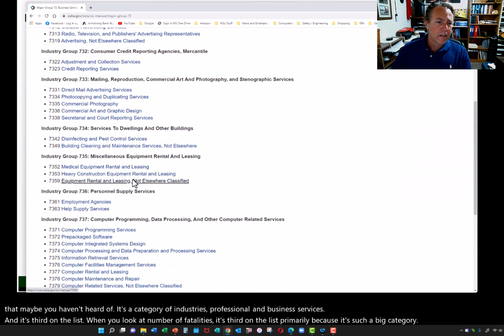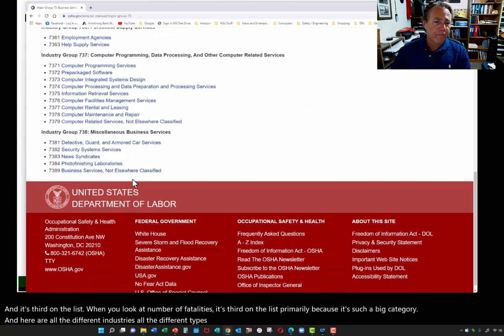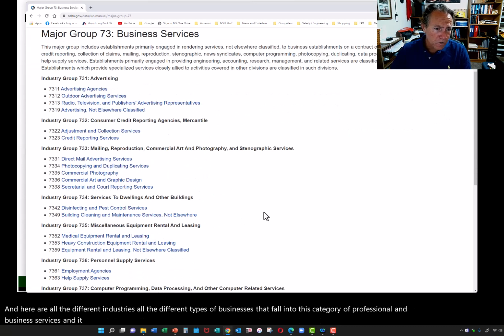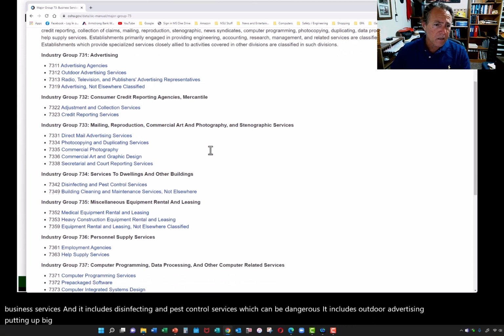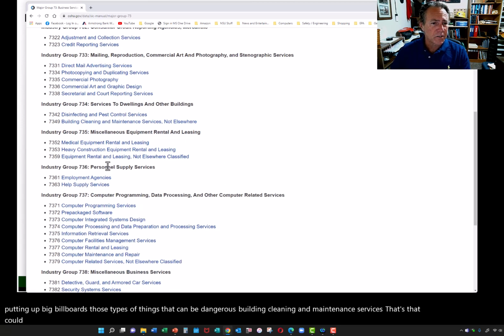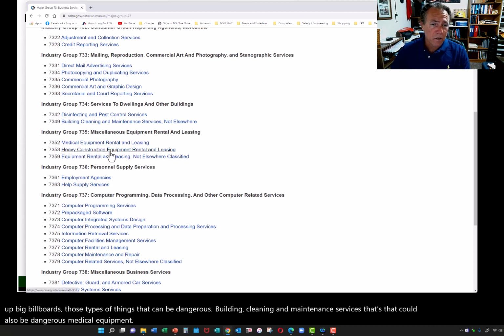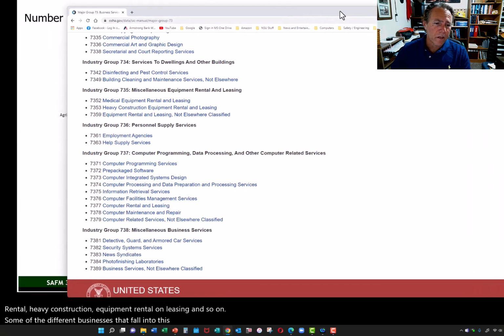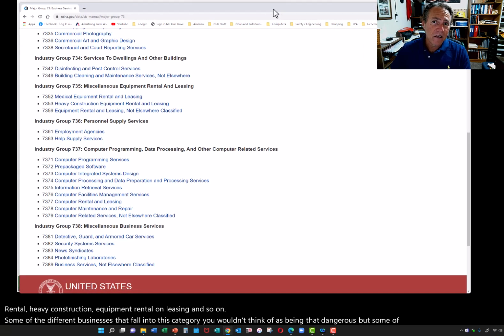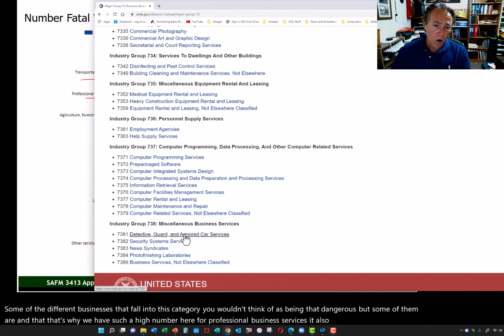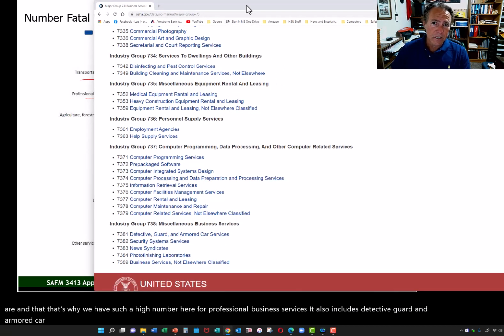And here are all the different industries, all the different types of businesses that fall into this category of professional and business services. And it includes disinfecting and pest control services, which can be dangerous. It includes outdoor advertising, putting up big billboards, those types of things. That can be dangerous. Building, cleaning, and maintenance services, that could also be dangerous. Medical equipment rental, heavy construction equipment rental and leasing, and so on. Some of the different businesses that fall into this category you wouldn't think of as being that dangerous, but some of them are, and that's why we have such a high number here for professional business services. It also includes detective, guard, and armored car services. Pretty dangerous industry as well.